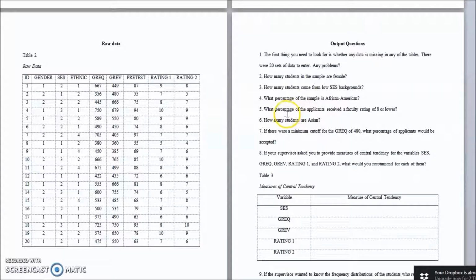Here again, it is talking about the percentage of applicants who received a rating of 8 and lower. So I have to go back and look at the percentage of participants who have received a rating of 8 and lower. Basically 7 is included, 8 is included, but 9 or 10 is not included. There are two ways of doing this. You can find the ratings 1 to 8, or you can find the ratings for 9 and 10 and then subtract it. Now, one thing to remember about this is the rating.